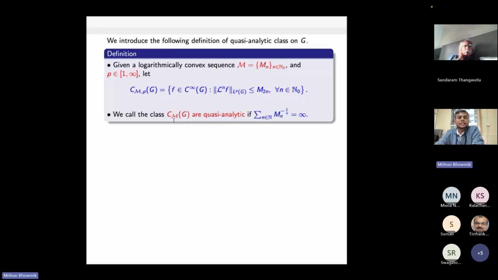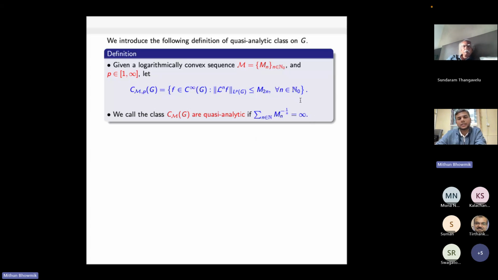Since these are all second order operators, now this is the definition of C_{M,P}(G); I should put the P here also. So C_{M,P}(G) is quasi-analytic if this sequence is diverging. This condition comes from the classification of quasi-analytic classes of functions in the context of R. So we define it like this, and we consider this the set of quasi-analytic functions. This is just a definition, so we need some justification for why this is a quasi-analytic class of functions.